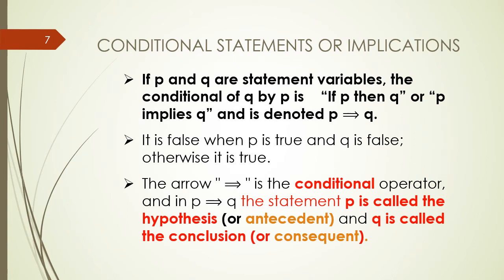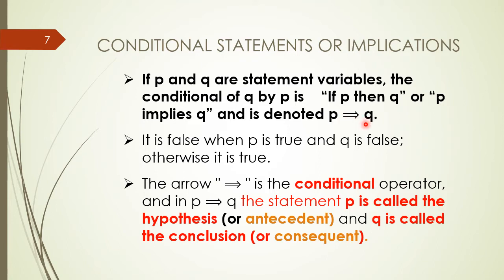Students, conditional statements have two parts. The first part is known as the if part, and the second part is known as the then part, and they are connected by the conditional operator. If we have two statement variables P and Q, then we can say that if P then Q, or P implies Q, is a conditional statement, and in a logical expression we can represent it as P conditional operator Q.